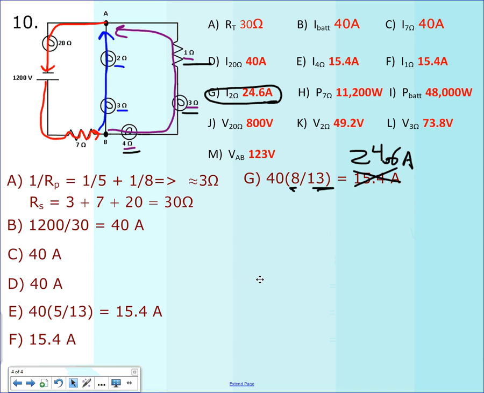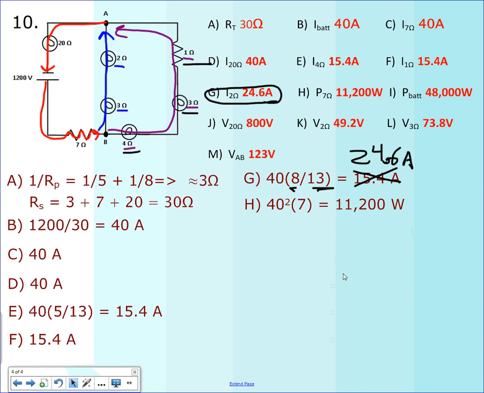Okay, part H. Getting close to the end here. Part H, the power through the 7 ohm resistor. I squared R is the easiest way to go. Because the 7 ohm resistor is in series with the battery, all 40 amps goes through that resistor. So we're going to do 40 squared times 7.